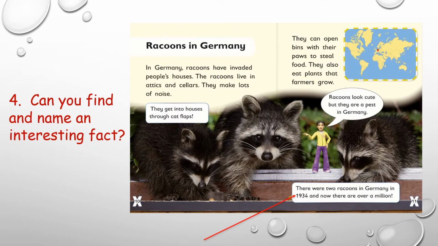Question number 4, can you find and name an interesting fact? Now I turned to this page, pages 10 to 11, about the raccoons in Germany. And you can see where I've got my arrow pointing. It says there were 2 raccoons in Germany in 1934, and now there are over 1 million. I thought that was a very interesting fact. It may be that you found that one too, or you may have found a different one of your own. It doesn't matter, as long as you were able to find something interesting to learn about that you didn't know before.